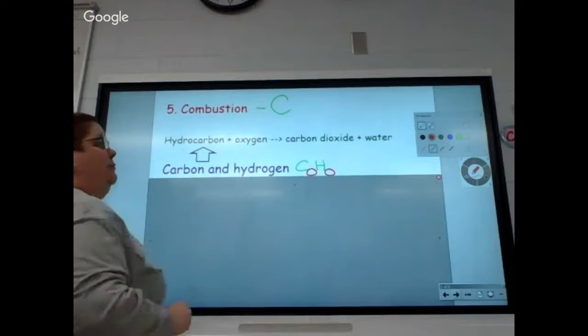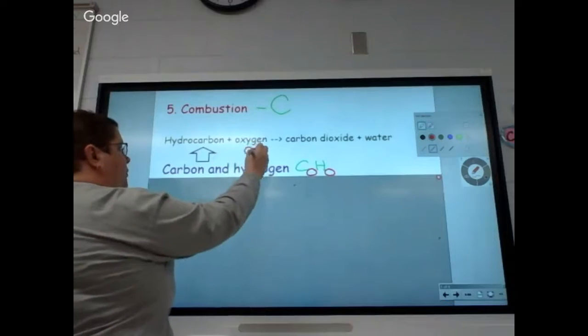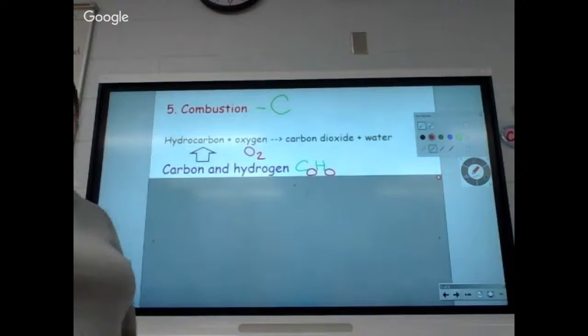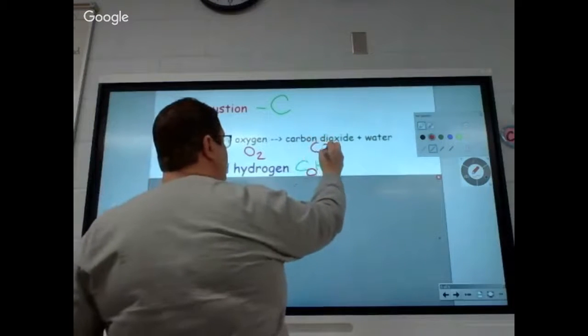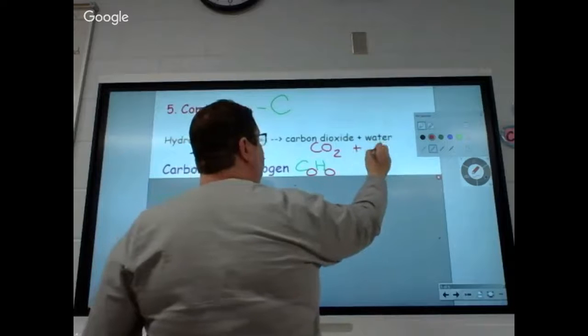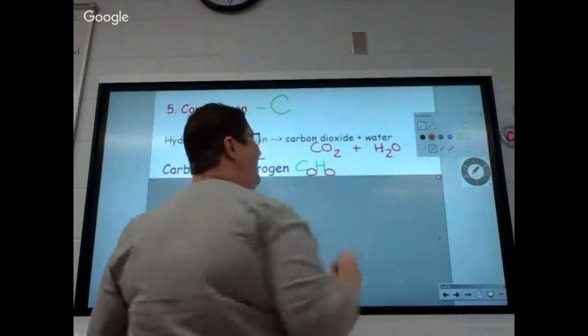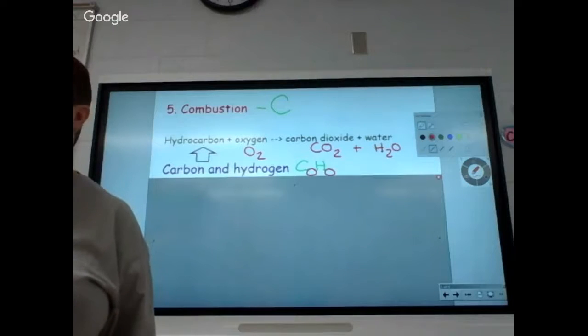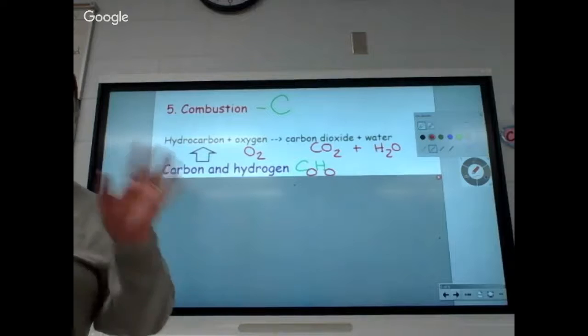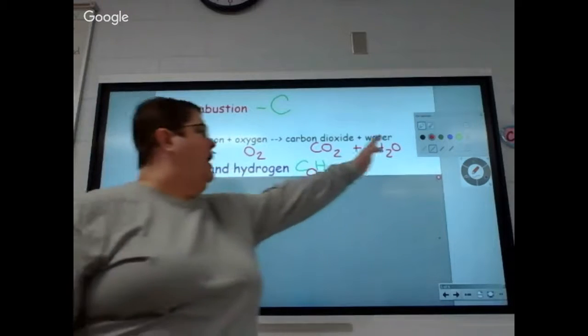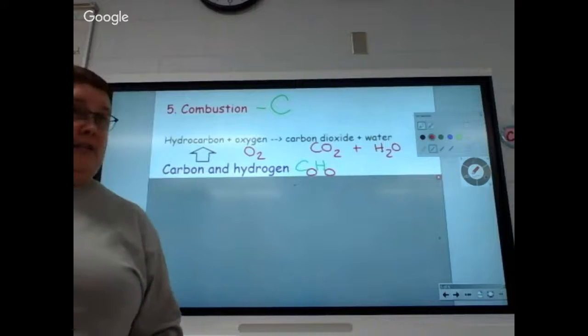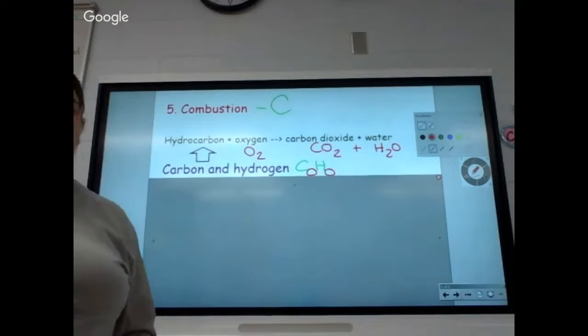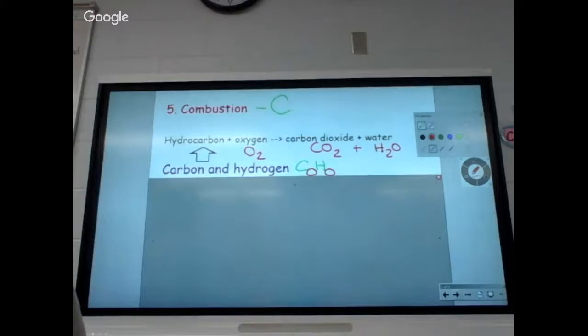How do we write oxygen? O2. How do we write carbon dioxide? CO2. How do we write water? It never changes. Can I have other elements thrown in? No. Never. Okay? No other elements. It can only be these elements by themselves because that's the definition of combustion. So if it has some sodium thrown in, can it be combustion? No. Never. You can't have any other elements thrown in.